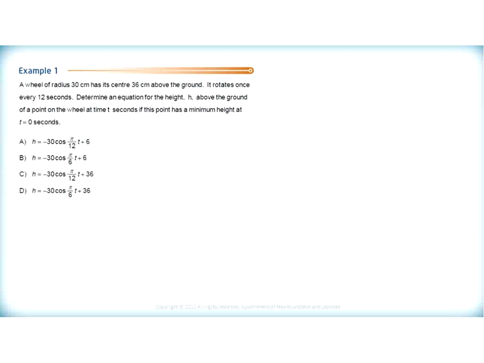To begin to come up with the solution for this equation, we recognize that the wheel has its center 36 centimeters above the ground. That gives us the equation for the sinusoidal axis. So if I were to sketch a graph to resemble this situation, it would be as follows. The center of the wheel is 36 centimeters above the ground, so that gives us the equation for the sinusoidal axis that will pass through that point, which is y equals 36.